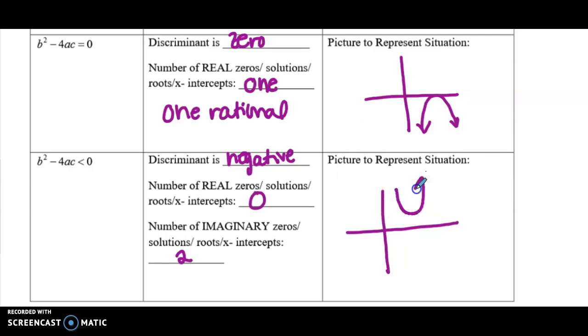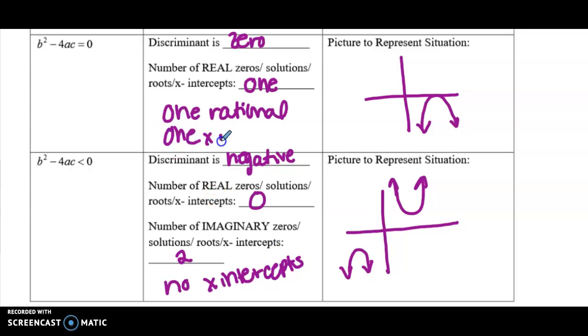So what that means is your graph is going to be in one of the 4 quadrants where it does not touch the x-axis. So there are no x-intercepts in this case. In this case right here, there will be 1 x-intercept.